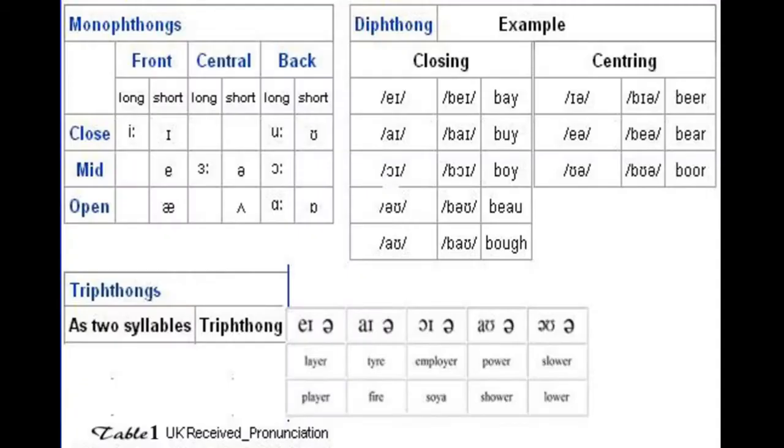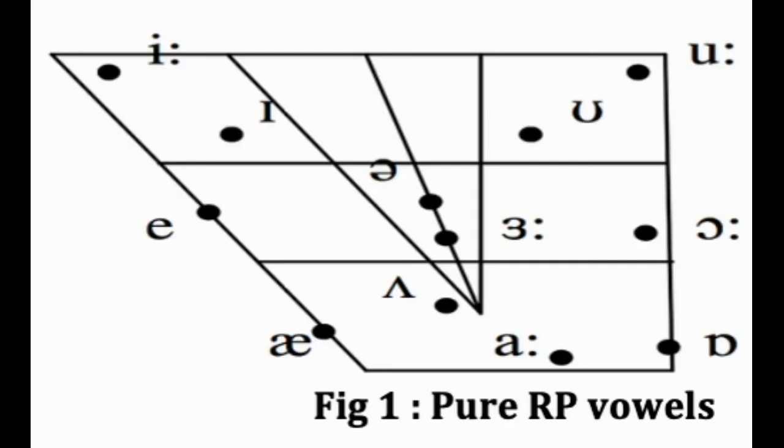We have, in English, 20 vowel sounds. 12 are monophthongs and 8 are diphthongs. There are also triphthongs, and in English we have 3 triphthongs. So the total of vowels would be 23. Let's go back to monophthongs. We said that we have, in English, 12 monophthongs: 7 are short and 5 are long.